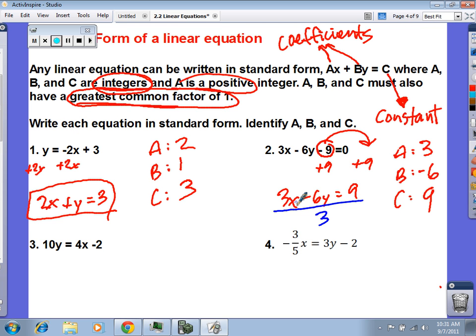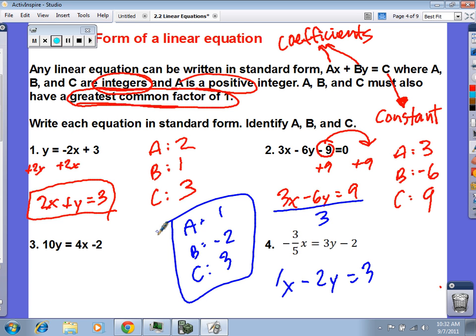So what's 3x divided by 3? That's 1x. What's negative 6y divided by 3? Negative 2y. And what's 9 divided by 3? So now what is your A, B, and C? A is 1. B is negative 2. C is 3. So this is what we want. Even though they're the same thing, we want the simplified version. So if you can divide them all by something, do it.